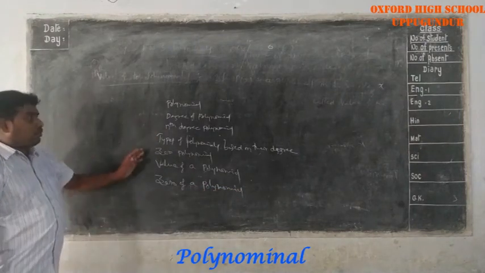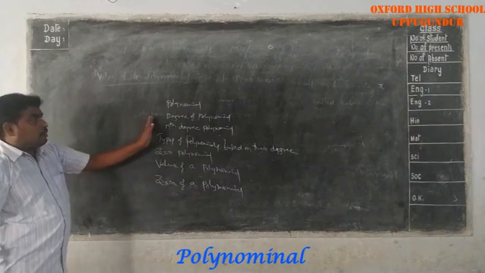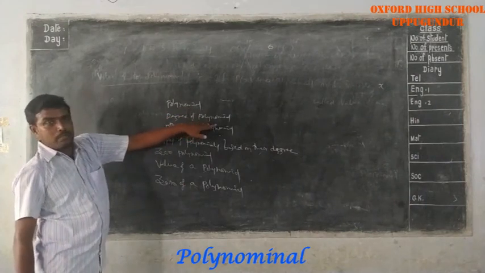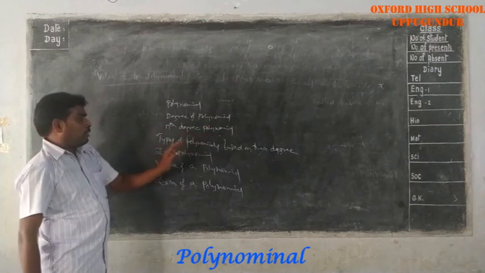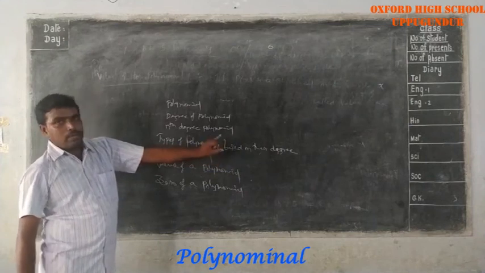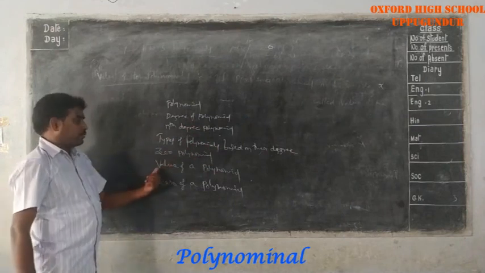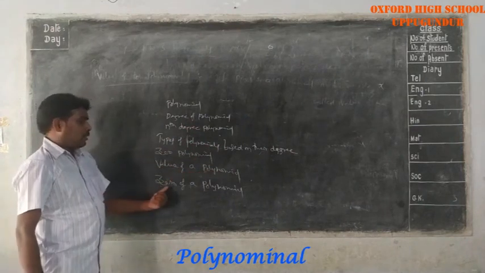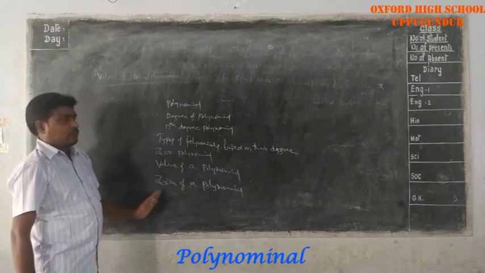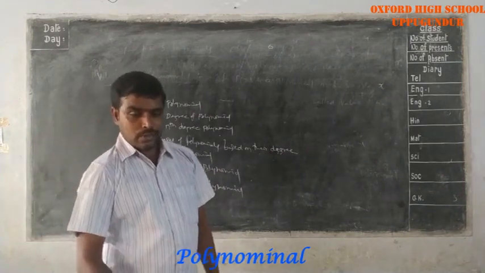So up to now we discussed all these. You have to learn all these, then only you can do the problems. What is polynomial? What is degree of a polynomial? How can you find degree of any polynomial? Nth degree polynomial. Types of polynomials based on the degree: you have constant polynomial, linear polynomial, quadratic polynomial, cubic polynomial, zero polynomial, value of a polynomial, and zero of a polynomial. So once you learn all these definitions, afterwards based on these you will do the problems in the next lesson. Okay, thank you.